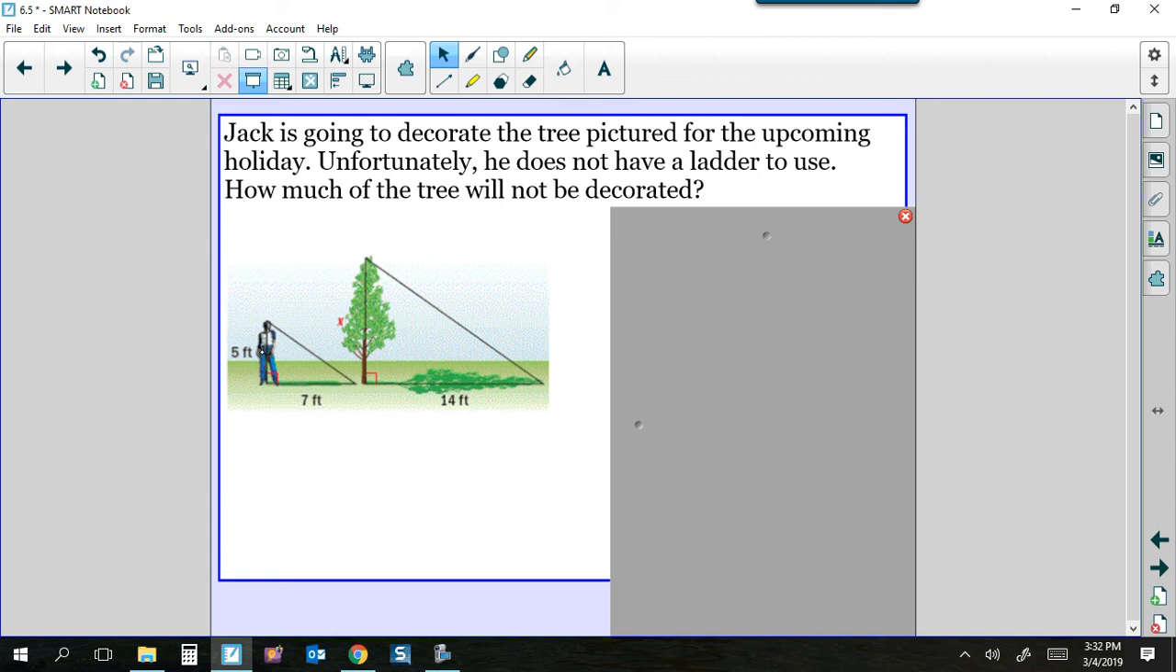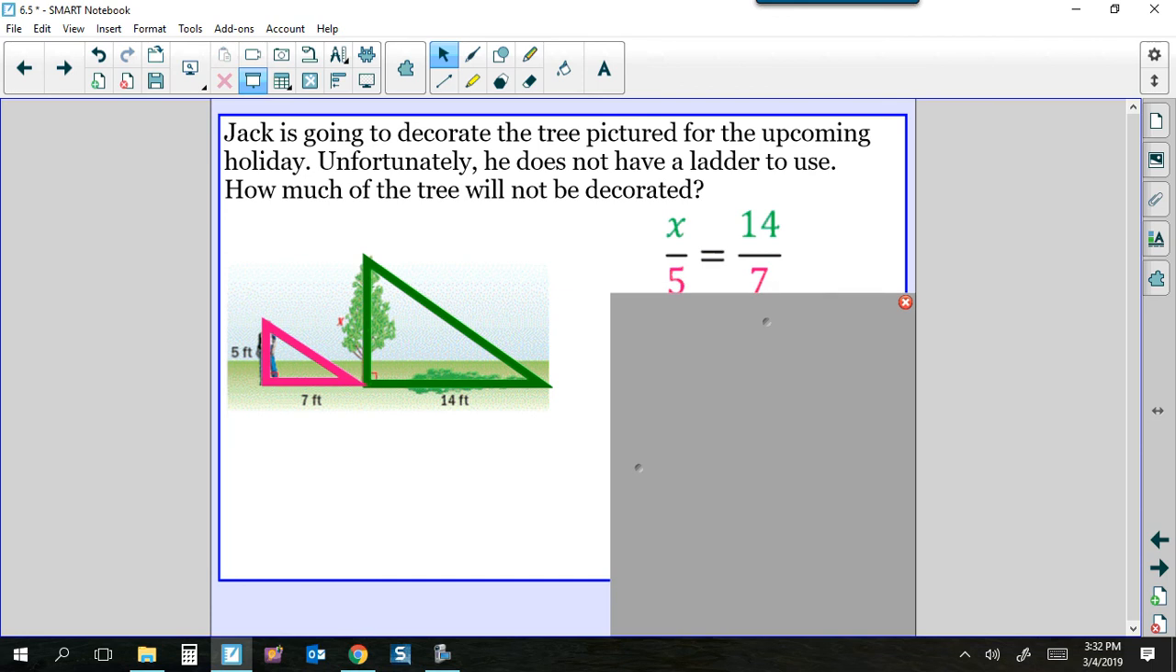All right, so we have our two triangles. We have a height of X and a height of 5, and then we have a shadow, I guess you could say, of 7 and a shadow of 14. So if I stay consistent with how I've been setting these up, this is going to be my ratio. We have our heights in the first ratio, our shadows in the second. On top I have my big, on the bottom I have my little.